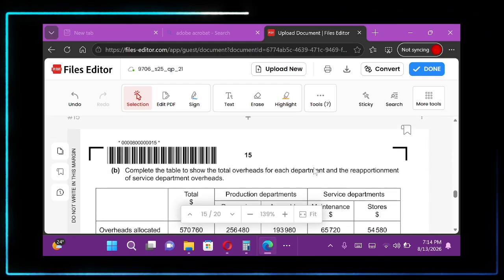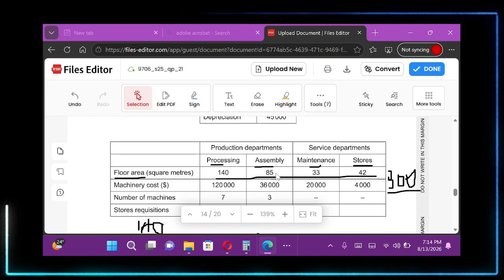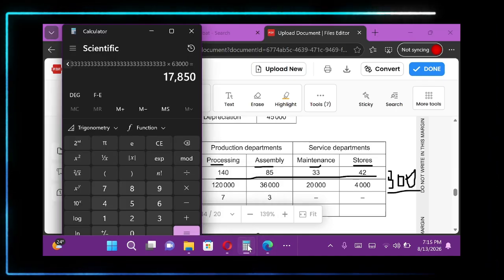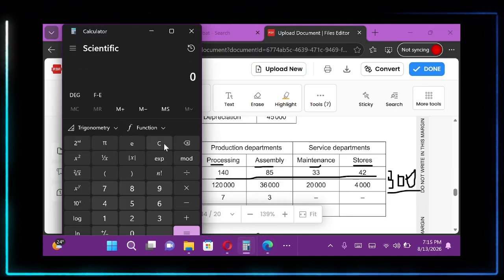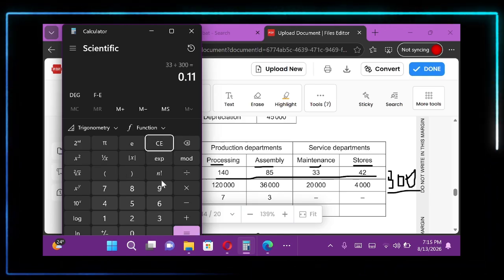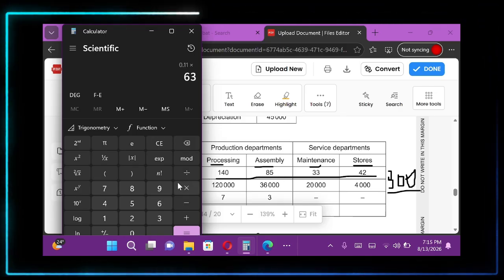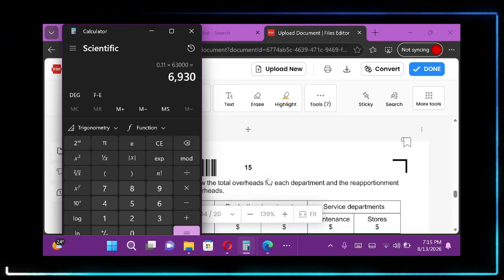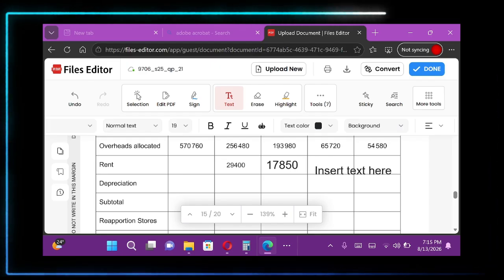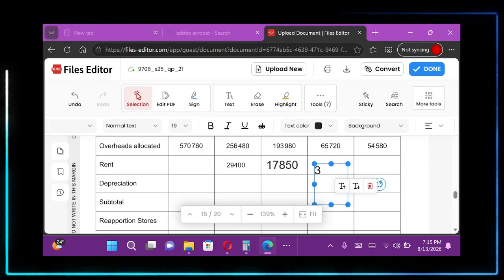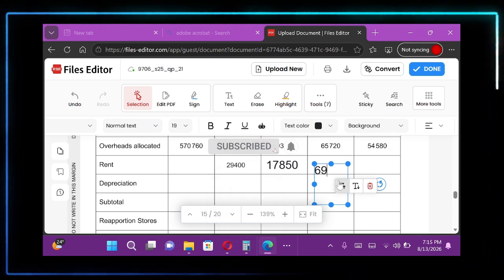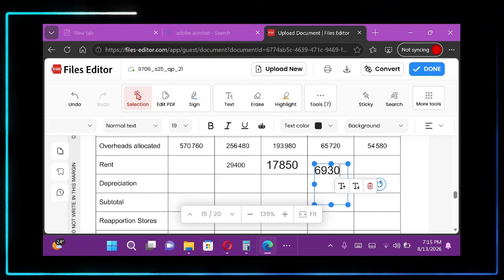Okay, 17,850, that's for assembly. Now for maintenance, it's going to be the same thing. 33. Hopefully you guys are understanding. 33 divided by 300 multiplied by 63,000. 6,930. Just like that.